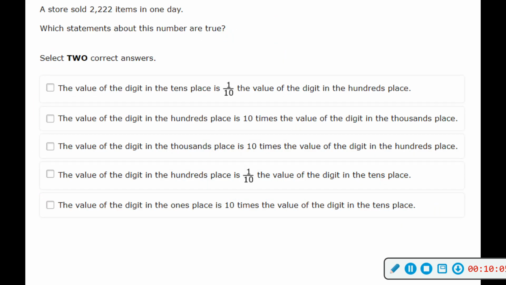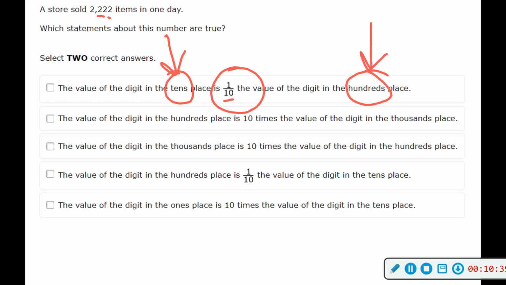Let's take some practice problems. A store sold 2,222 items in one day. Which statements about this number are true? When we look at this, it says the value of the digit in the tens place is 1/10 the value of the digit in the hundreds place. If we look at the 2 that is in the hundreds place and the 2 that's in the tens place, we see that they are the same, and our main focus is not so much the digit as much as knowing if the place itself makes sense with the value we're comparing.